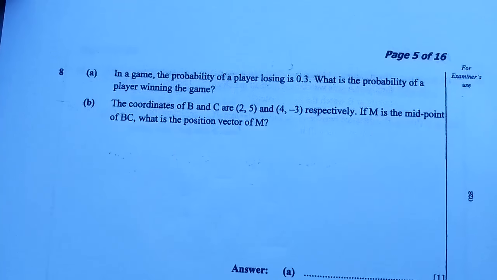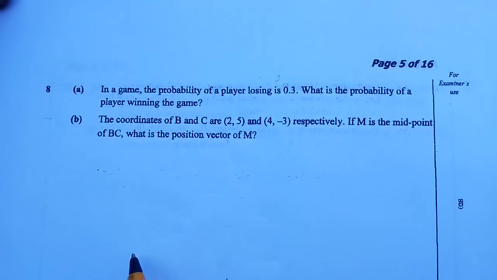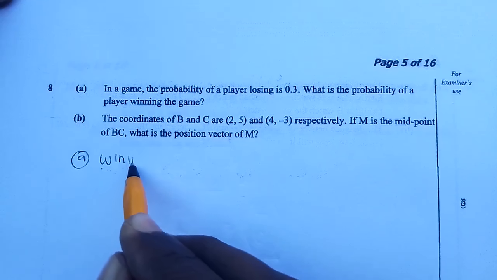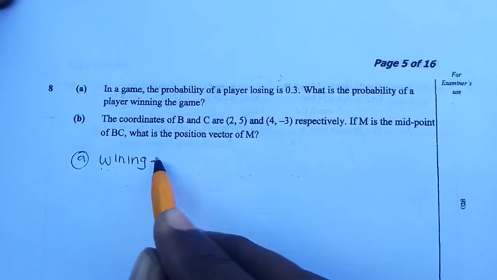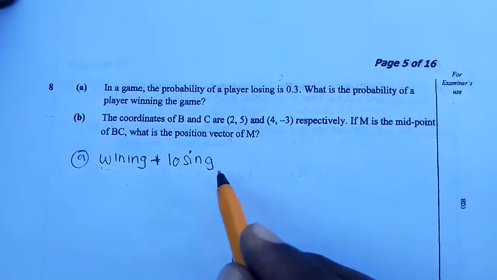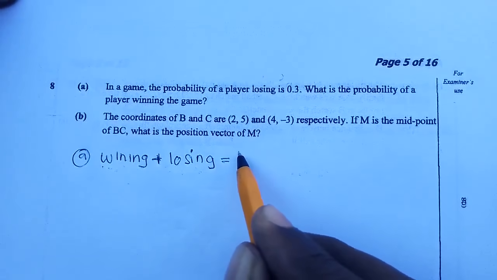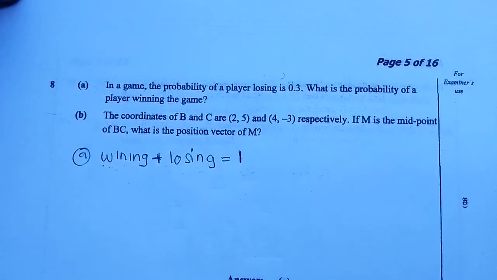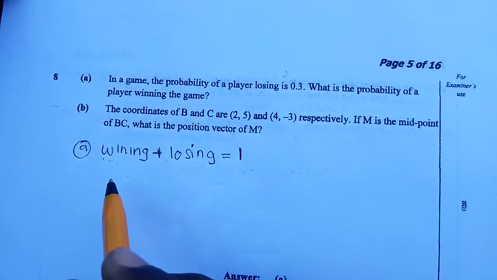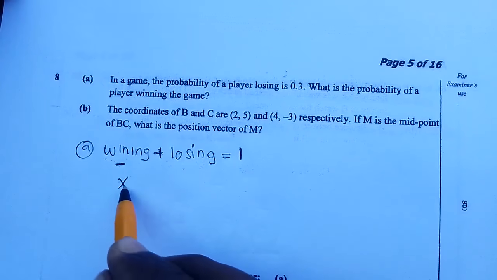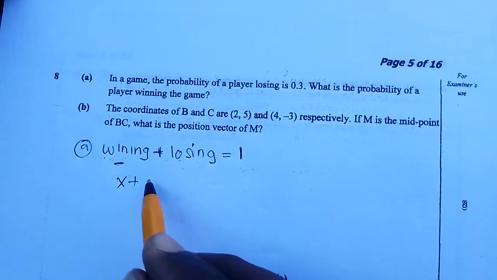So in this case, this is our first part. The probability of winning plus the probability of losing should be equal to 1. This is what you need to get. So what you are going to do is, you want to find the probability of winning, so I'm just going to put x there. Plus, what is the probability of losing?